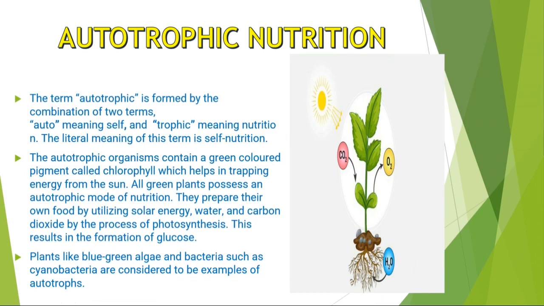So, this is autotrophic nutrition. What kind of nutrition is followed by plants to stay alive? The term autotrophic is formed by the combination of two terms: auto, meaning self, and trophic, meaning nutrition. So the total meaning of autotrophic is self-nutrition. From the word itself, we can understand that organisms under the division of autotrophic are able to make their own food, like plants and some microorganisms.